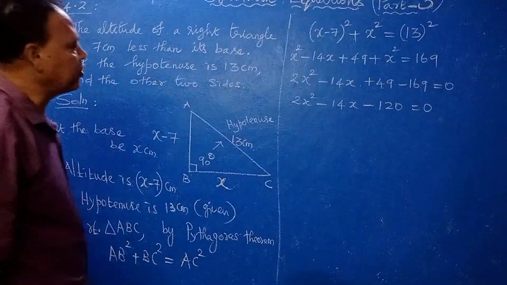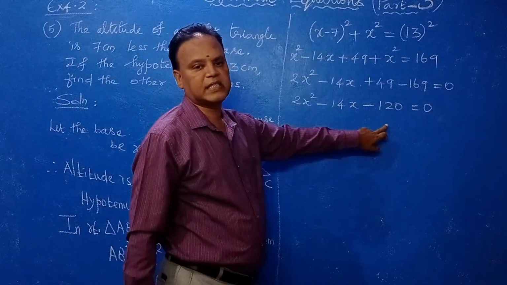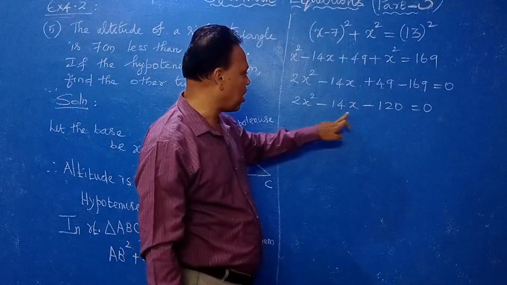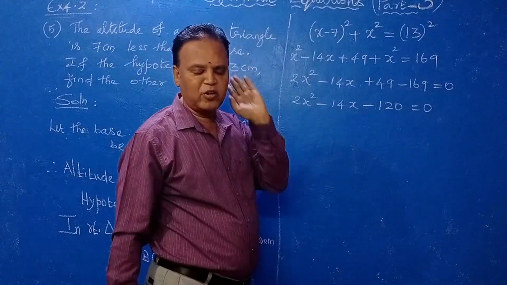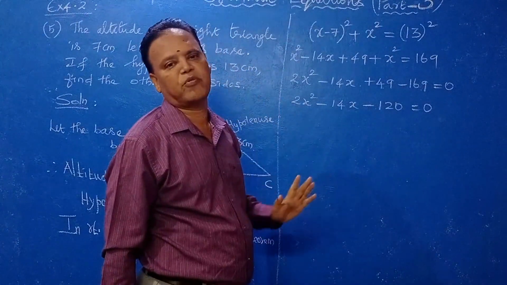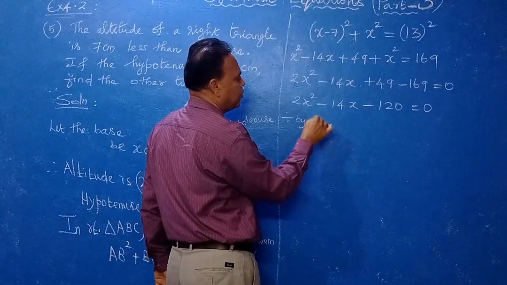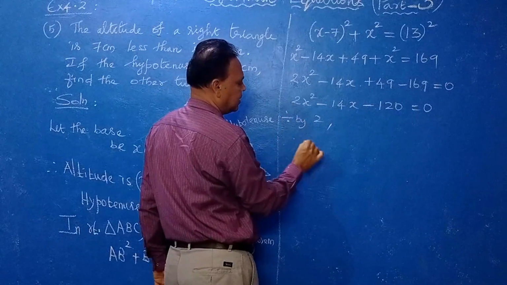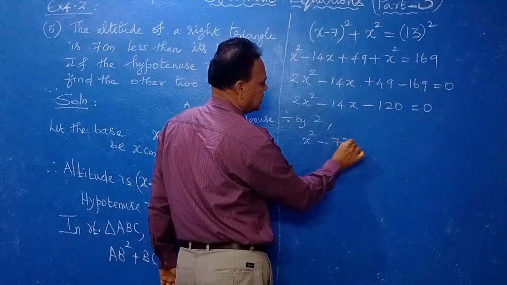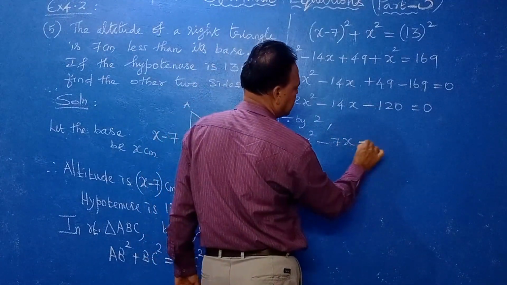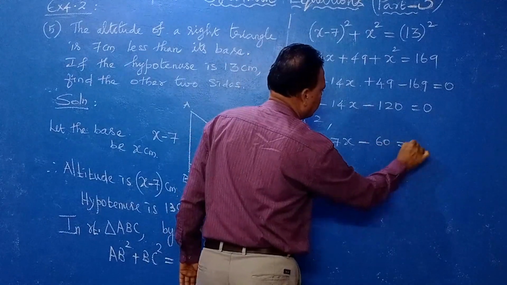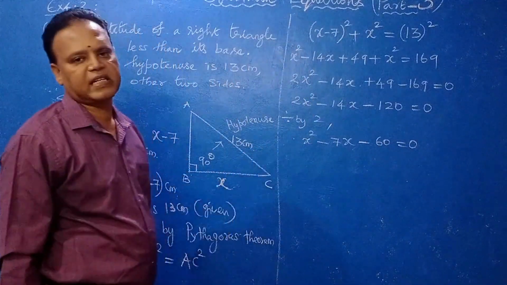Okay, now you see this is a quadratic equation, but each and every time you look for a common factor. When you have a common factor, you have to simplify it. Divided by 2, what will you get? x squared minus 7x minus 60 equal to 0. Now easily you can factorize.